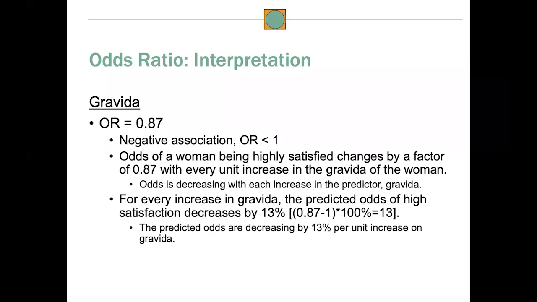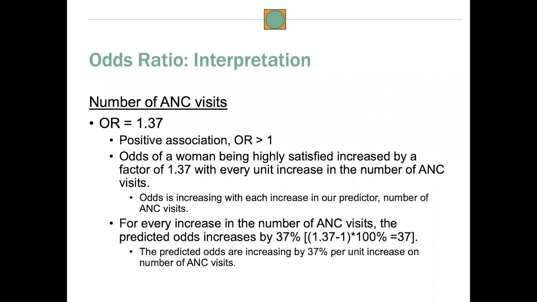For gravida, we can interpret the odds ratio we get in our regression either as the output that we get or as a percentage. So the OR for gravida is less than 1. So we know it's a negative association. And it tells us that the odds of a woman being highly satisfied change by a factor of 0.87 with every unit increase in the gravida of the woman. So our odds are decreasing with each increase in our predictor. And as a percentage, we'll say that for every increase in gravida, the predicted odds of high satisfaction decrease by 13%.